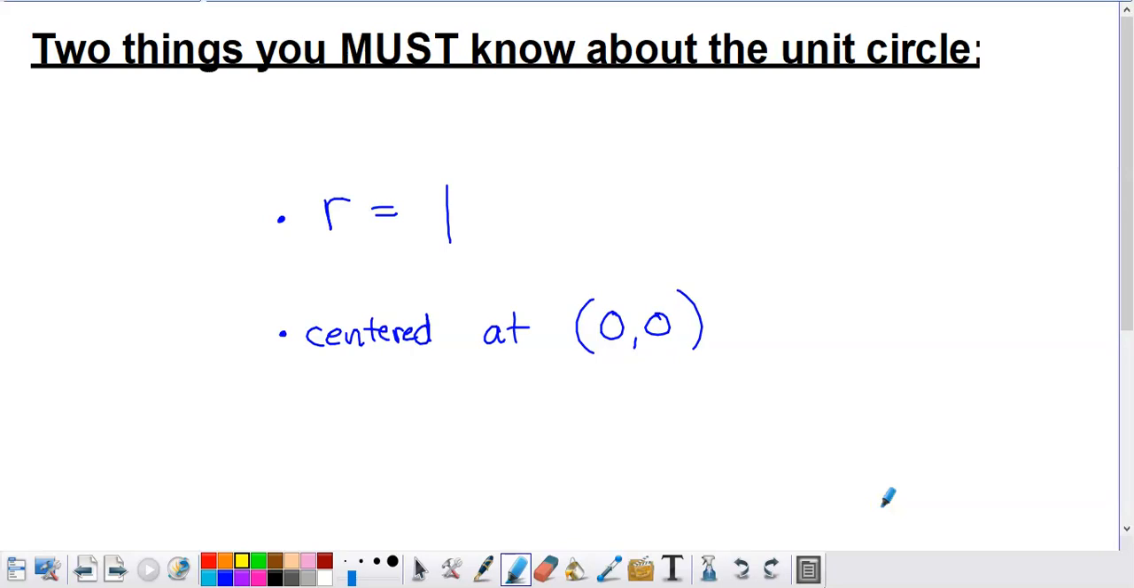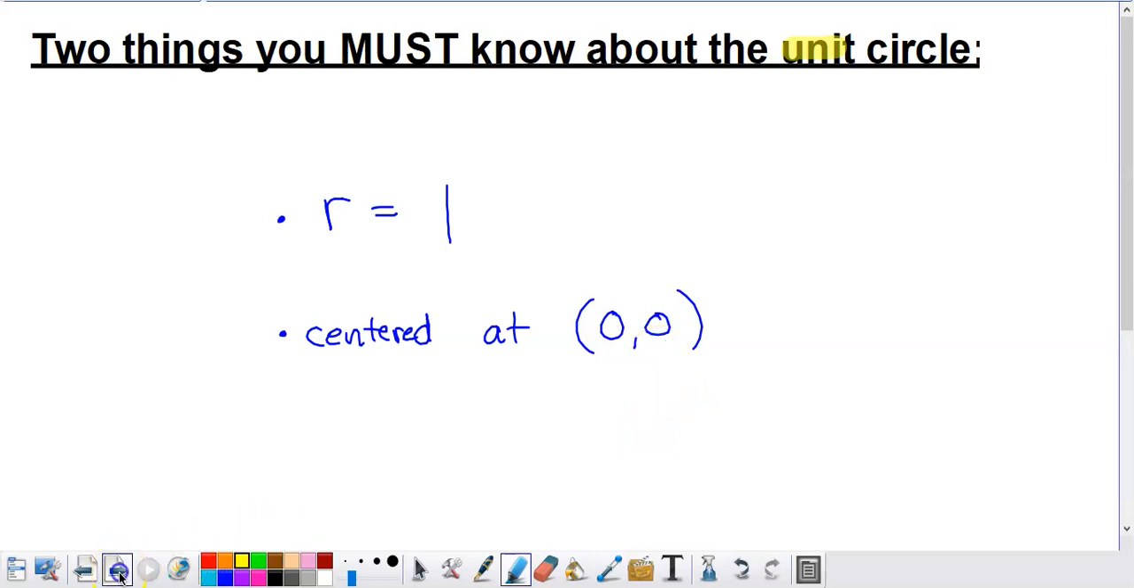So the two most important characteristics you need to know about the unit circle is that it's called the unit circle because it has a radius of 1 unit. And the unit circle is always positioned in the coordinate plane. It's not just a circle with a radius of 1 unit, it's a circle with a radius of 1 unit that's drawn into the coordinate plane, and it has its center at (0, 0).